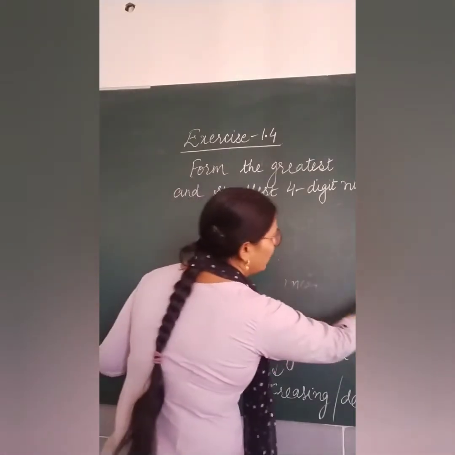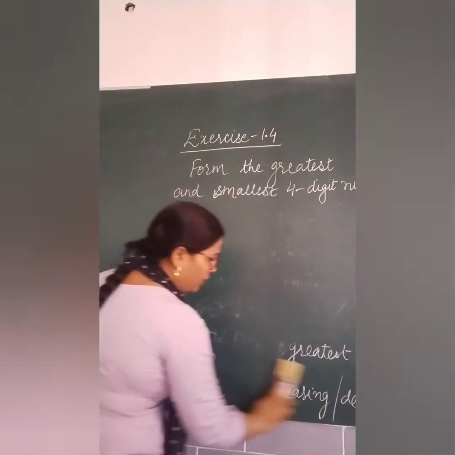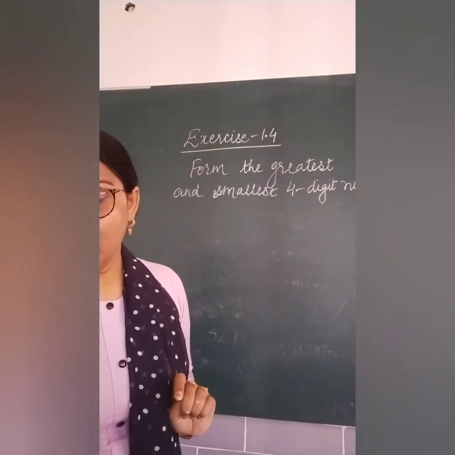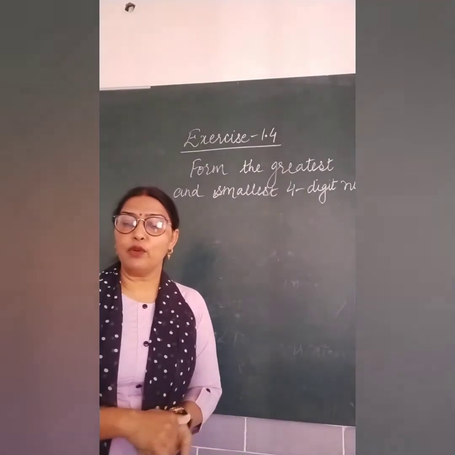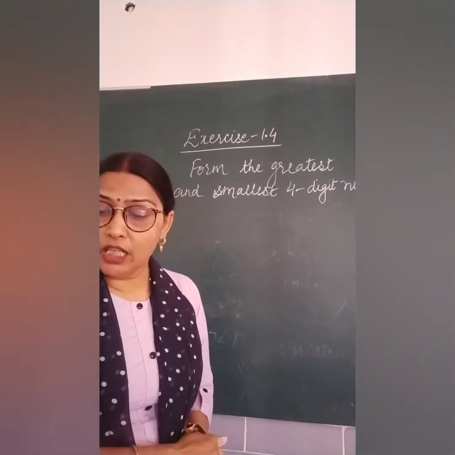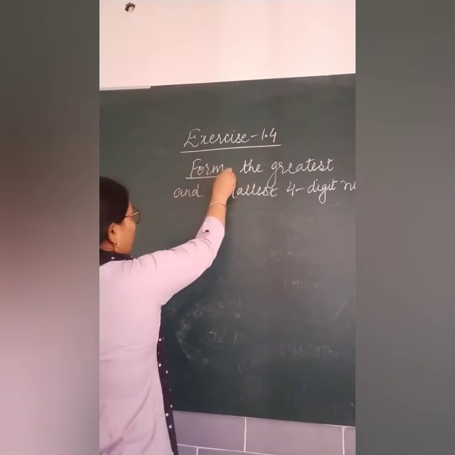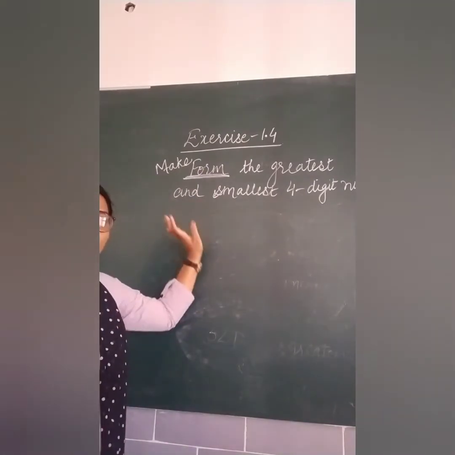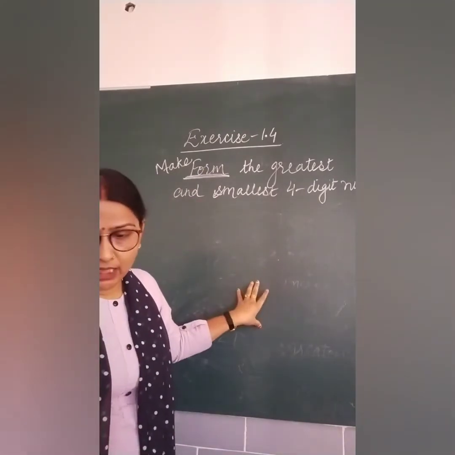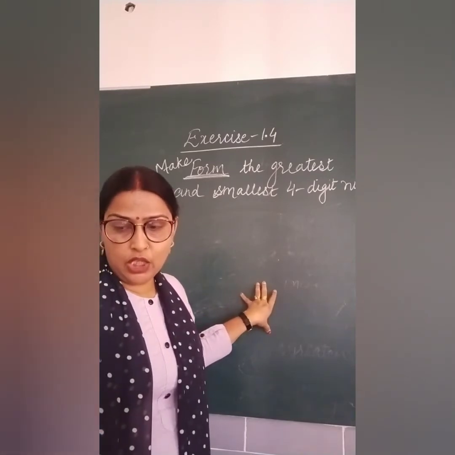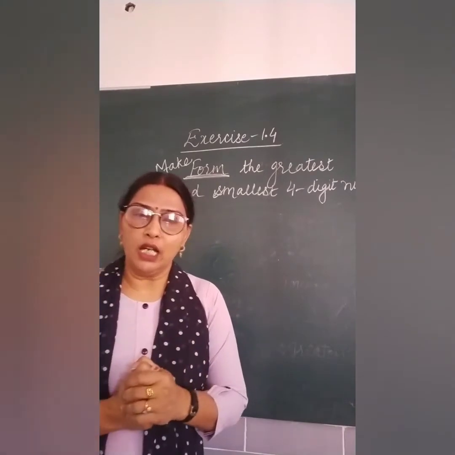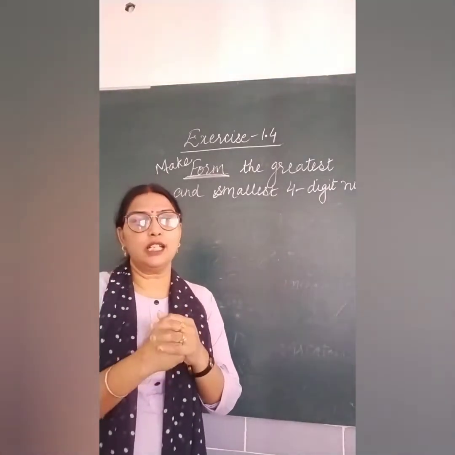Yes, so now in your exercise 1.4, the same things you have to do, but here we have to frame 4-digit numbers. First question from your book: form the greatest 4-digit number using the given digits. Here form means make, बनाओ. क्या बनाना है हमने? The greatest 4-digit number using the given digits. जो हमें digits given हैं उनको यूज़ करके हमने ग्रेटेस्ट 4 डिजिट नंबर बनाना है.